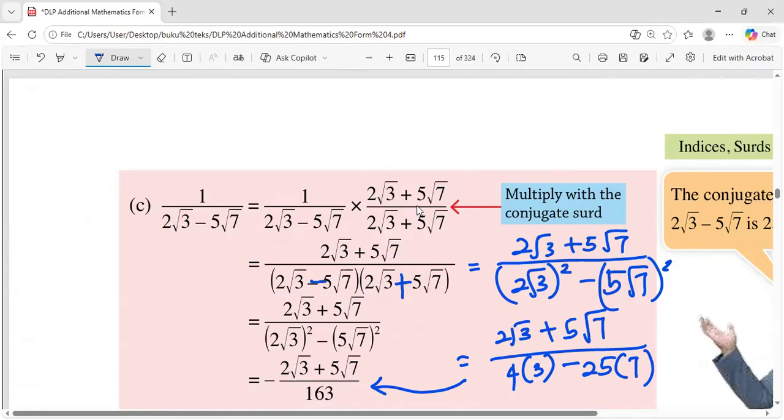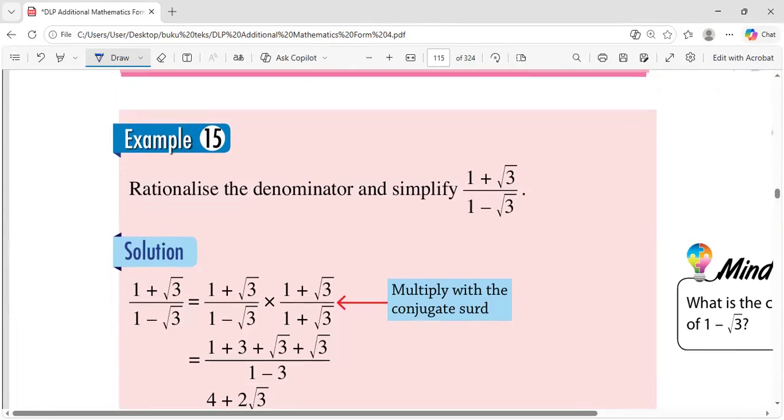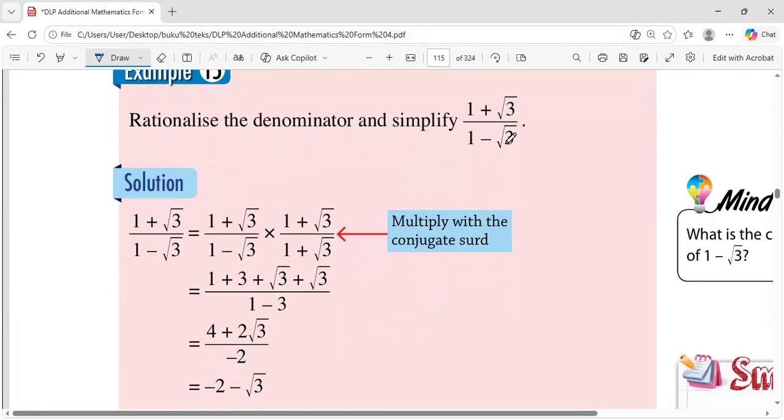Okay, so this is conjugate surd. You should remember because you only do it one time. After that, we seldom solve this kind of question. So you need to finish it. Let's look at the question. Rationalize the denominator and simplify. So you see the question, it all depends on the denominator.